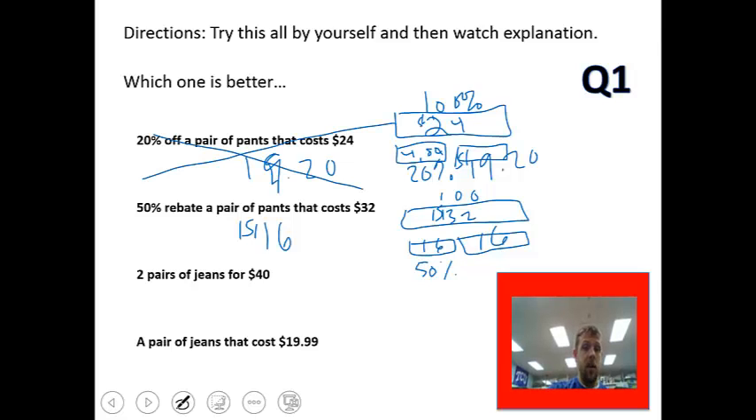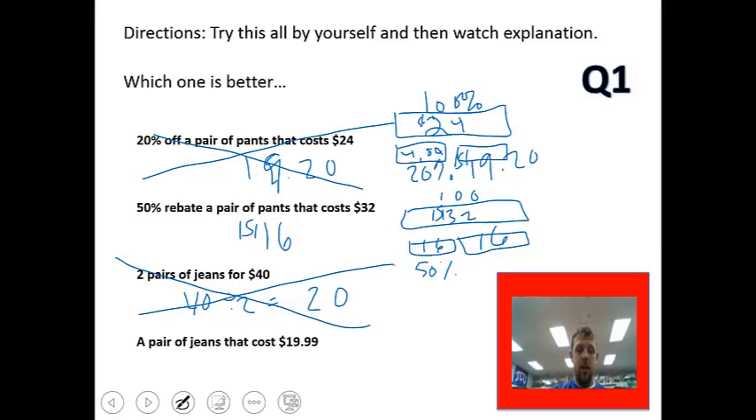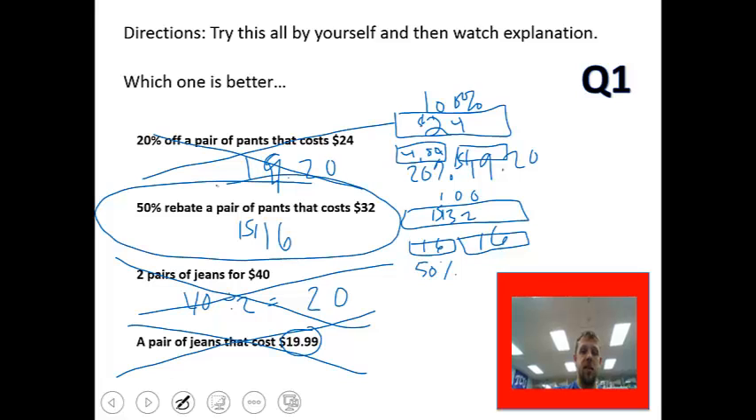I already know that I want to use the rebate. We got 2 pairs of jeans for $40. Hey, that's a 2 for 1. So if I divide $40 by 2, I can figure out how much one pair of jeans is. 40 divided by 2 is $20. I still think the rebate's cheaper. And a pair of jeans that cost $19.99, I know that $19.99 is still more expensive than the $16 pair of jeans. So I know I'm going to choose this as the best deal.